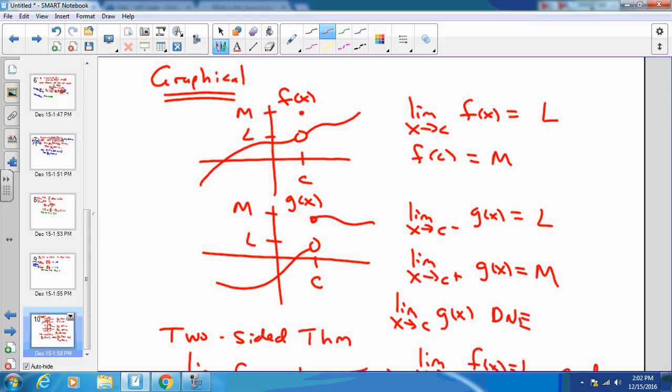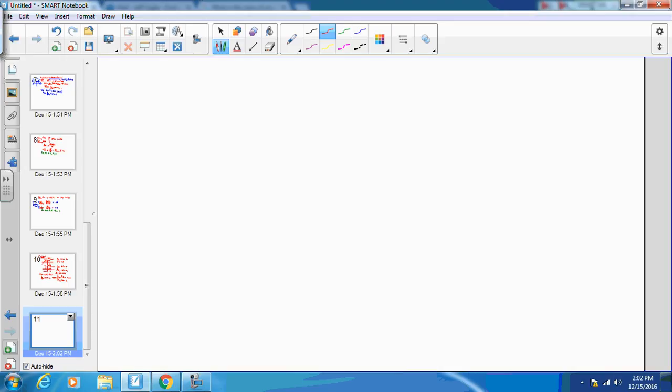The value at x equals c could be L. Could be, that's right. If I bring this down and fill the hole, then my limit is L, and now my function is continuous.